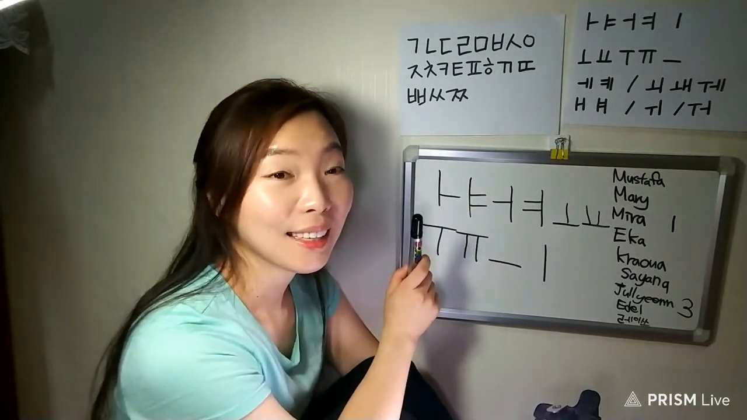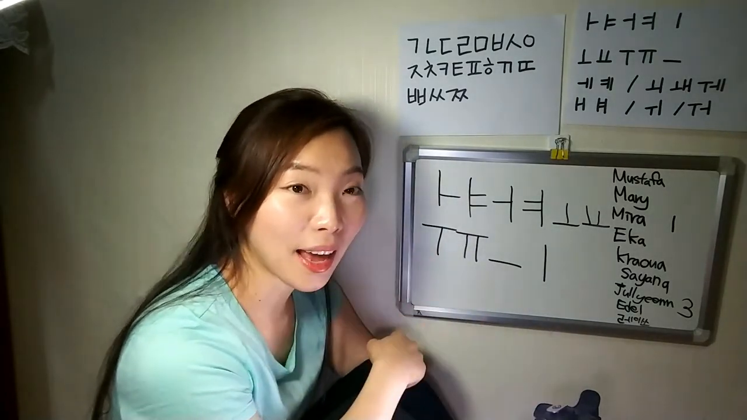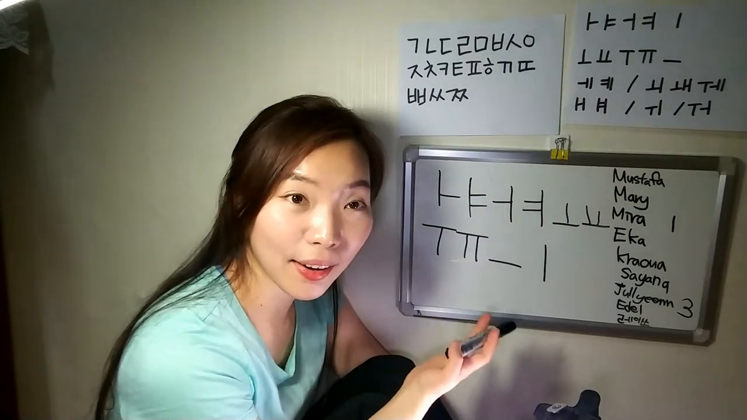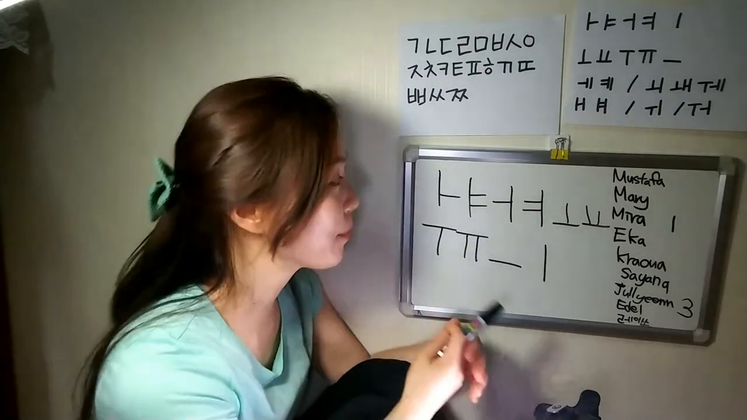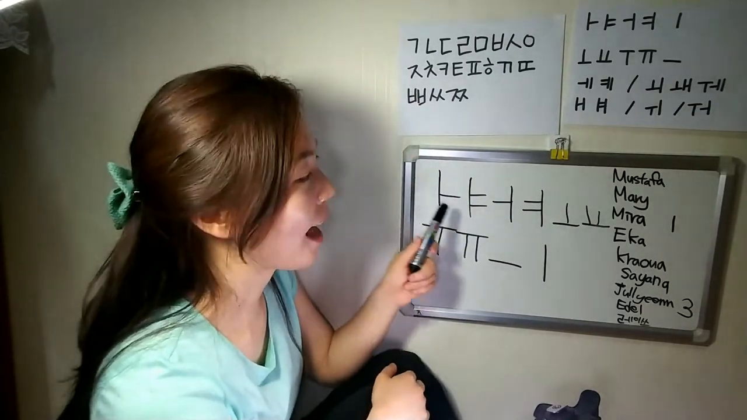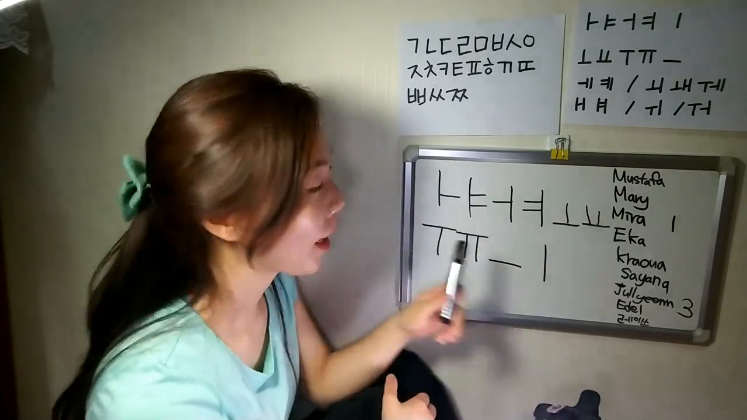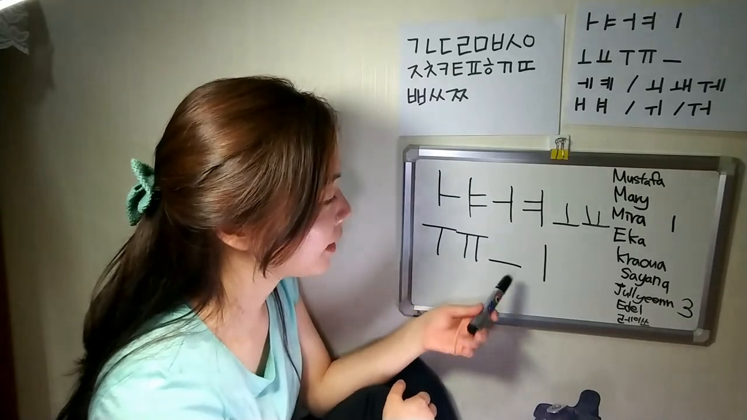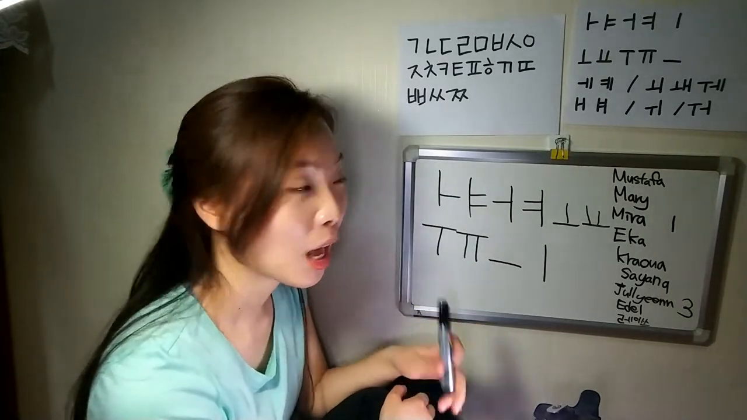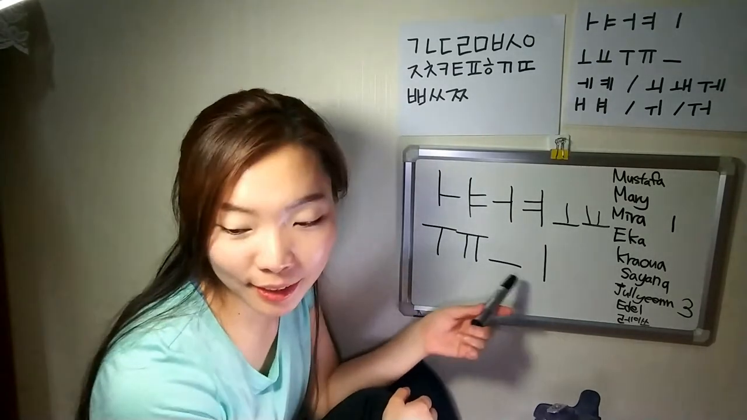Okay. 자, 다시 again 시작해요. Let's start again. 그, 아, 가, 갸, 거, 겨, 고, 교, 구, 규, 그, 기. 구, 규, 그, 기.